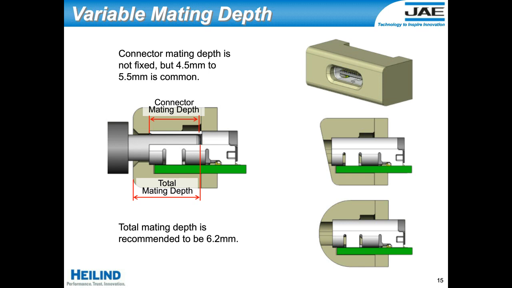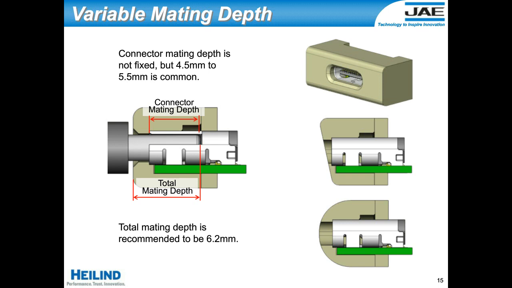So the connector mating depth, typically for most connectors that you'll find on the market, is going to be in that 4.5 to 5.5 millimeter range. The actual total mating depth that's recommended by the USB specification is 6.2 millimeters. So that just means that in most applications, it's expected that the standard connector will be recessed off the outside of the device enclosure, and that'll help make up that extra mating depth, which adds up to the total 6.2 millimeters.